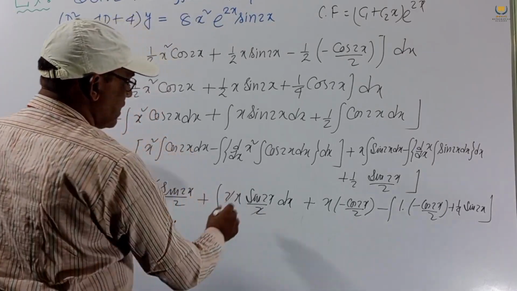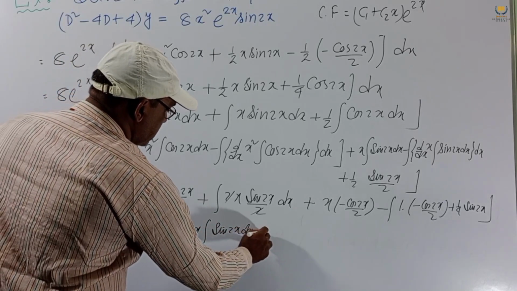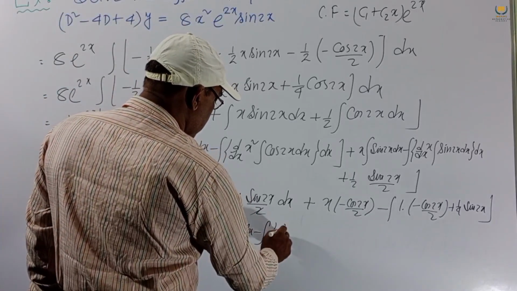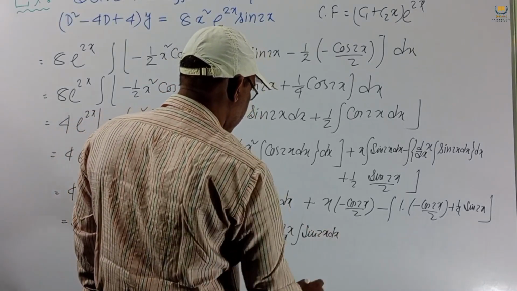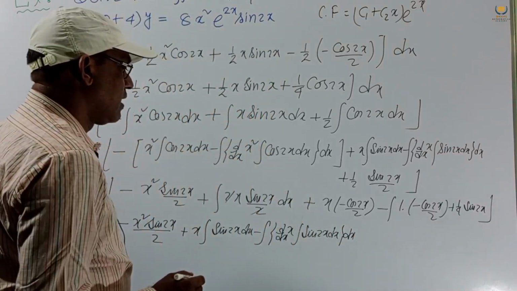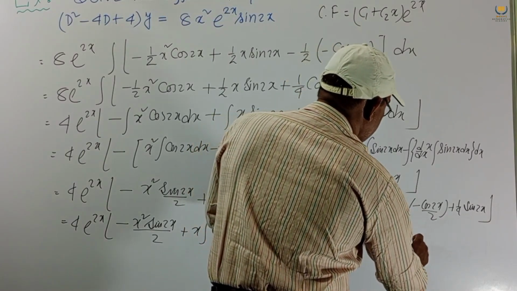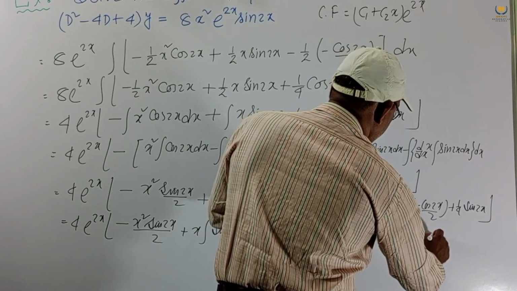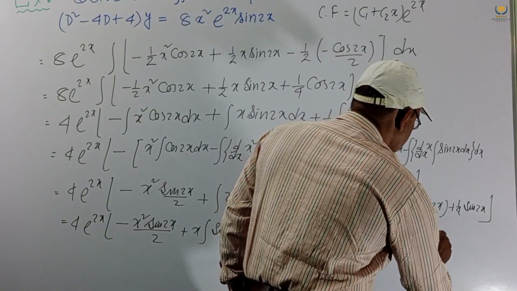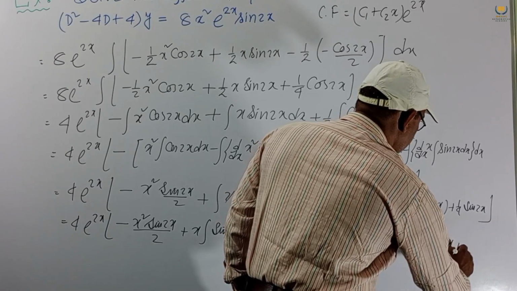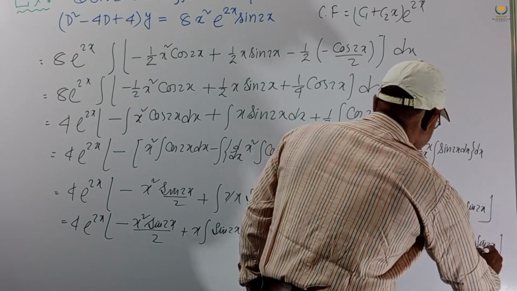This 2 cancels. Again using Weippert's formula, x times integration of sine twice x dx minus integration of d/dx of x times integration of sine twice x dx into dx, we get this. And this is minus 1 by 2 x cos twice x, and this one 1 by 2, minus minus plus, and cos twice x means sine twice x by 2. This is 1 by 4 sine twice x. We get this one.